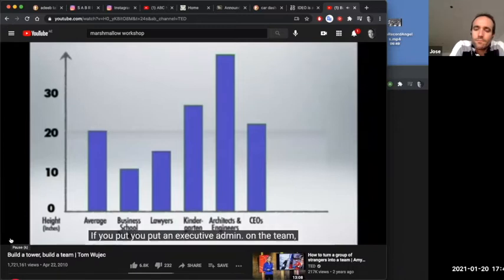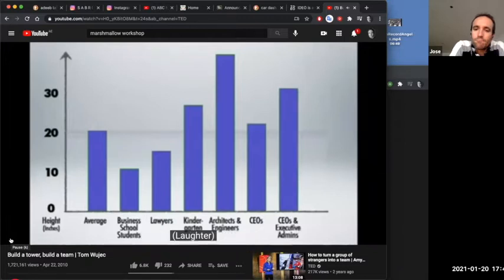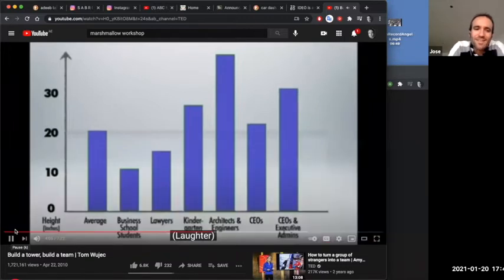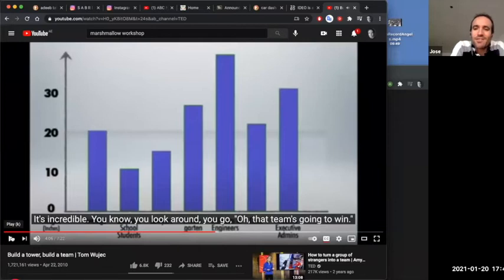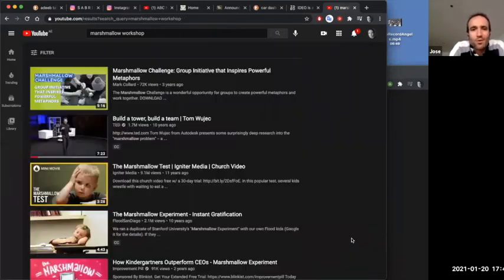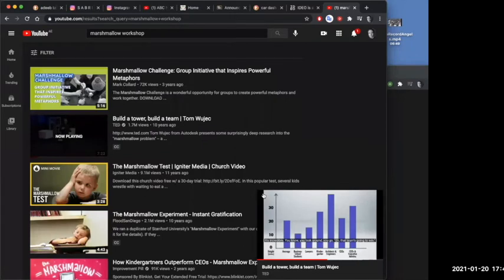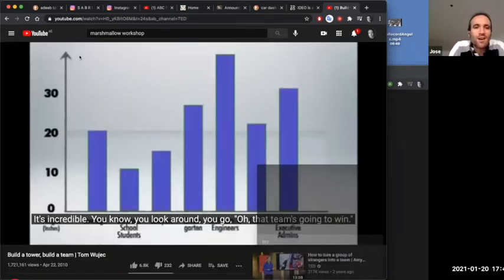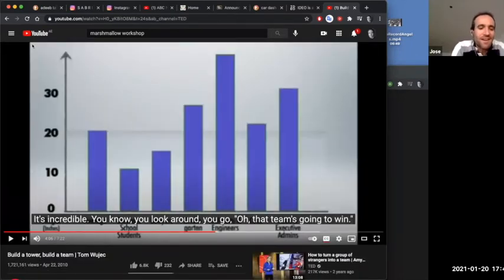If you put an executive admin on the team, they get significantly better. It's incredible, you know. Okay, what do you think about this chart? Any reactions? Any comments? Do you agree with this? I think because the executives will be more cooperative.